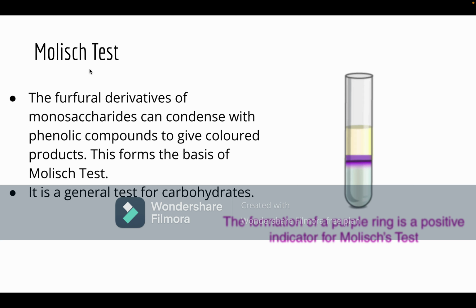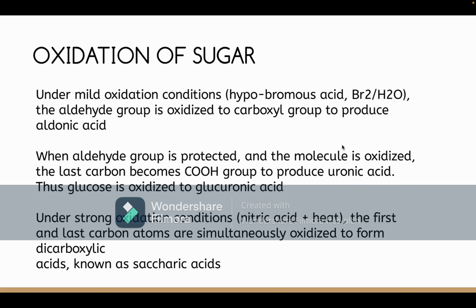Molisch test. Now these furfural derivatives combine with phenolic compounds to give colored products. This is the basis of Molisch test, and Molisch test is a general test of carbohydrates. So when carbohydrates dehydrate to form furfural derivatives and these furfural derivatives combine with phenolic compounds, they form a purple ring-like structure as shown, hence proving that they are carbohydrates.